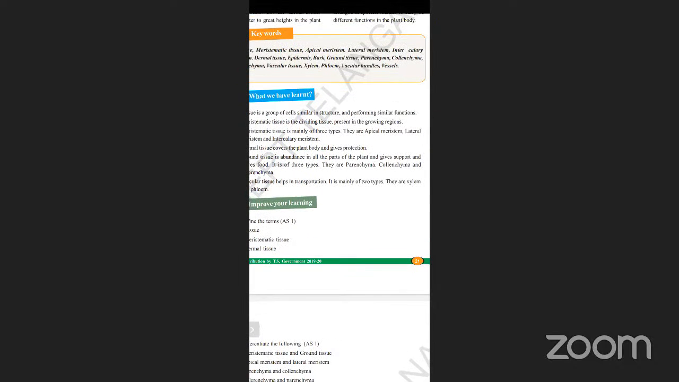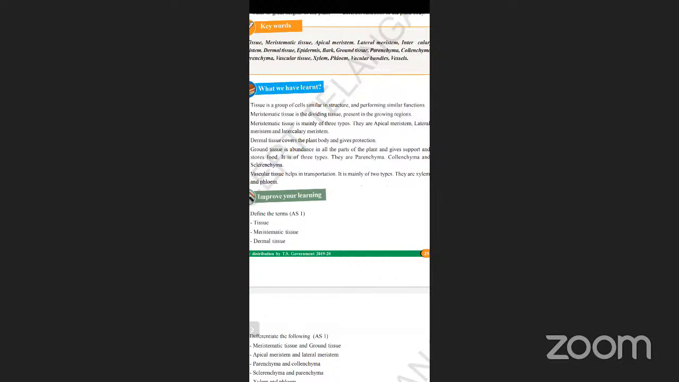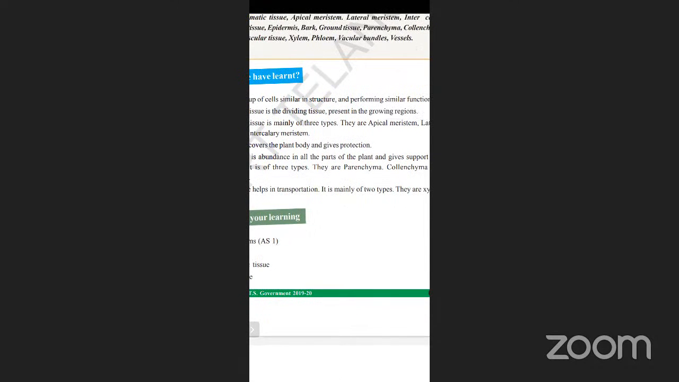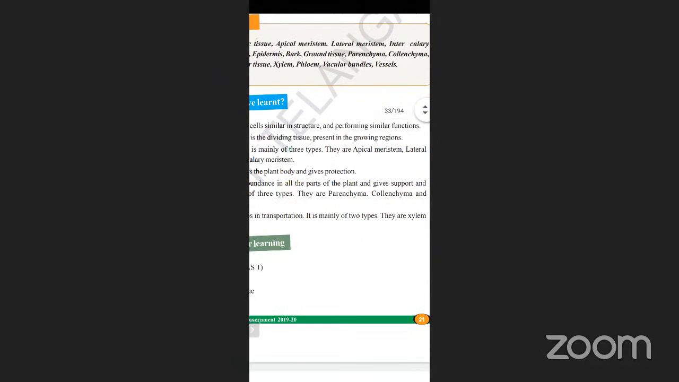Parenchyma, collenchyma, sclerenchyma, vascular tissue, xylem, phloem, vascular bundles. Xylem and phloem together form the vascular bundles. What are the vascular bundles? Xylem and phloem together form the vascular bundles, children.